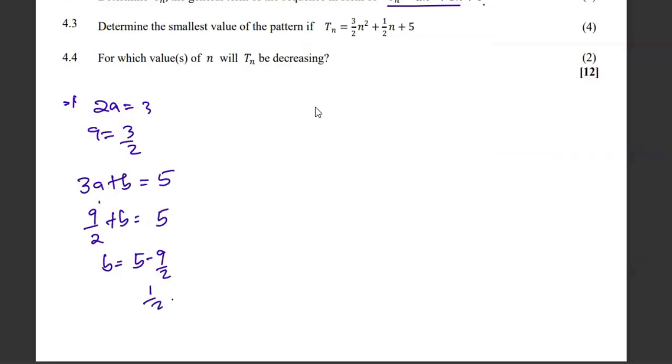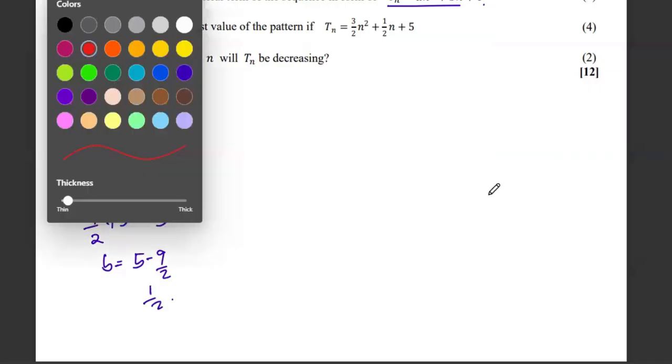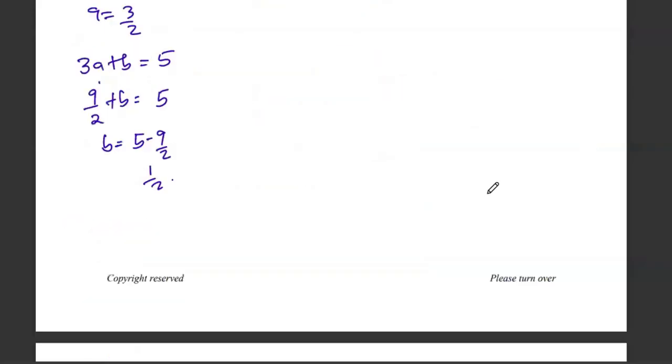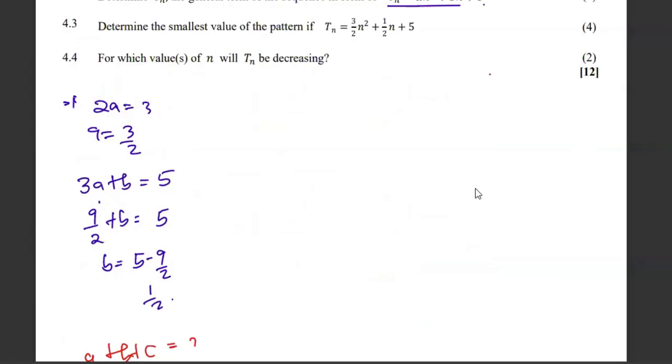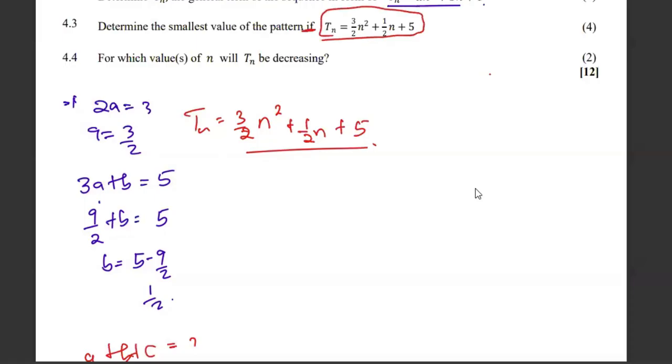Then for us to get the c, remember we said a plus b plus c must give us a 7. So 3 over 2 plus a half plus c is 7. So this gives us 4 over 2, which is 2, meaning that c is 5. So our Tn is 3 over 2 n squared plus 1 over 2 n plus 5. Then determine the smallest value of the pattern if this is the value that we have.